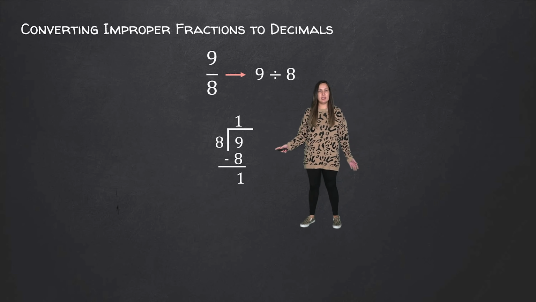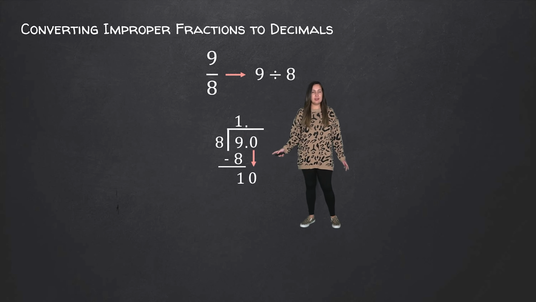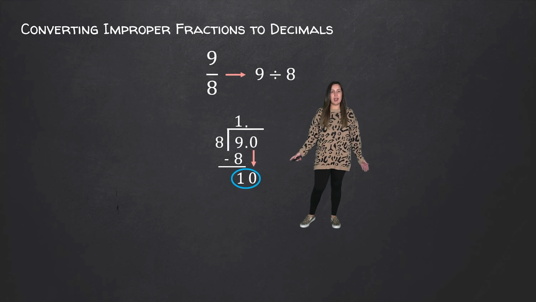Because we still have a remainder, we're going to add a decimal point here and a 0. Make sure you bring up the decimal point to ensure our final value is correct, and bring down the 0. Then we ask ourselves, how many times does 8 go into 10? Well, 8 goes into 10 one time, and that's because 8 times 1 is equal to 8. Put an 8 down there, and then we subtract. So 10 minus 8 is equal to 2.